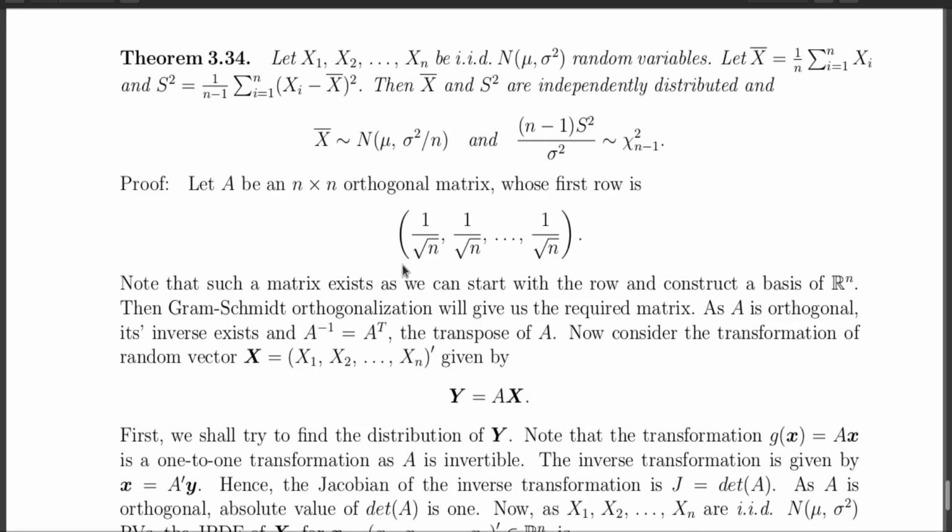Let us now prove it using the mathematical tools we have already learned in this course till now. So how can I prove this? The proof is a little bit different. See, the direct transformation will not work here, because I have n random variables here, but I need to find out the distribution of x bar and s square.